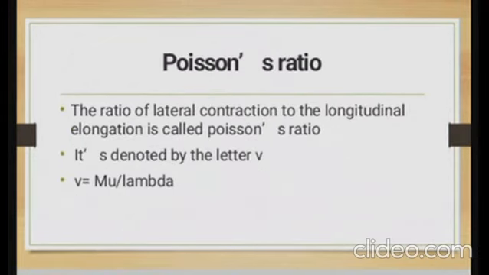Poisson's ratio. The ratio of lateral contraction to the longitudinal elongation is called Poisson's ratio. It is denoted by the letter nu. Nu equals mu by lambda.